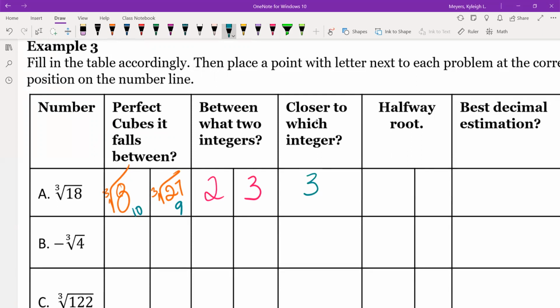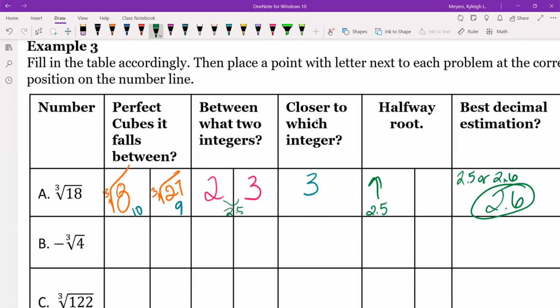So that means it's got to be above the halfway root, which is in the middle of 2 and 3. So it's got to be above 2.5. But again, it's really close to the middle there, right? It's only 10 away and 9 away. So we have to estimate, right? And since it's really close to the middle, our two options would probably be 2.5 or 2.6. Okay. If you put it in the calculator, it's going to be 2.6. So we'll go with that one.